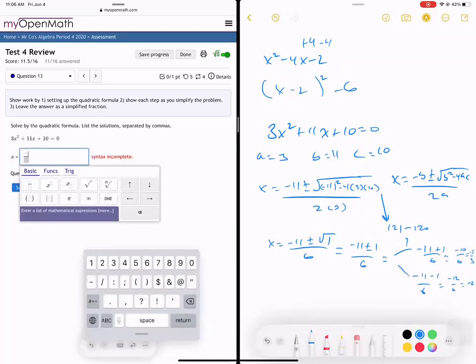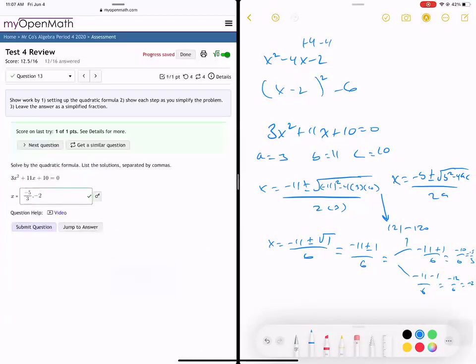Negative 5 over 3. And negative 2. All right.